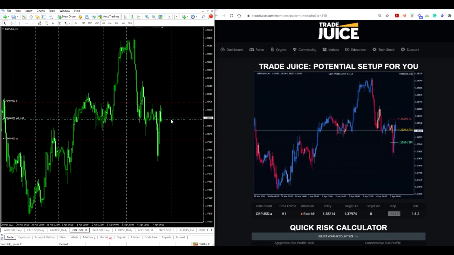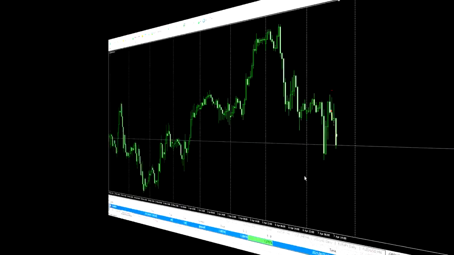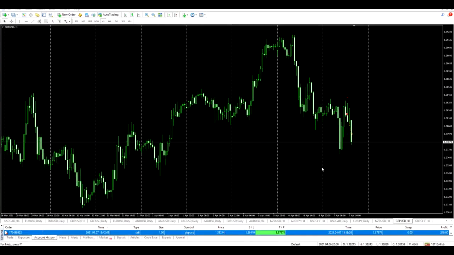The stop loss was up here, never in any danger. Price moved down, hit my entry point there, and went on straight to the target. Great trade. Thanks for watching.